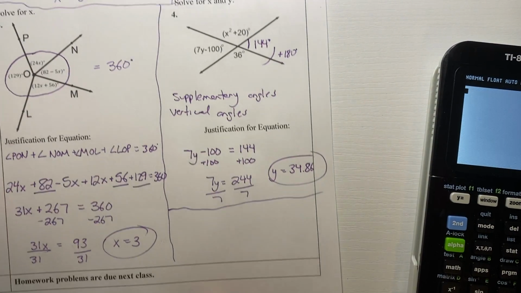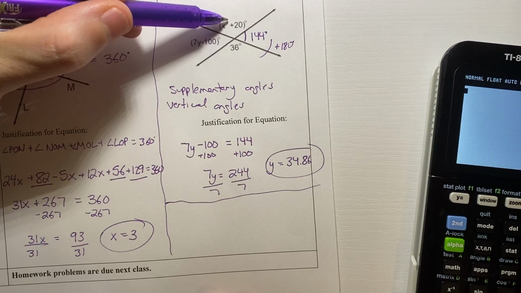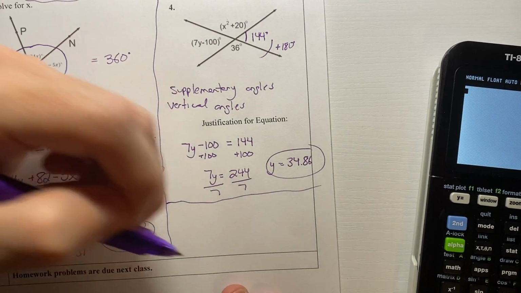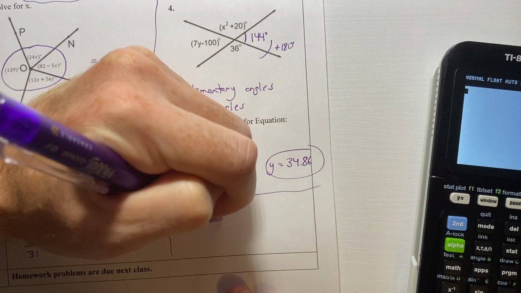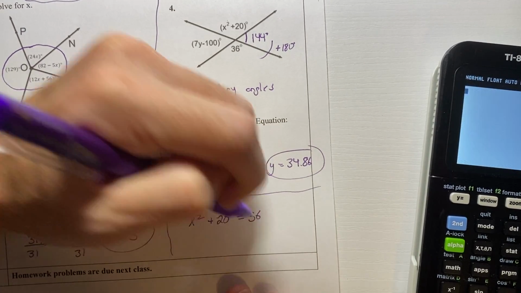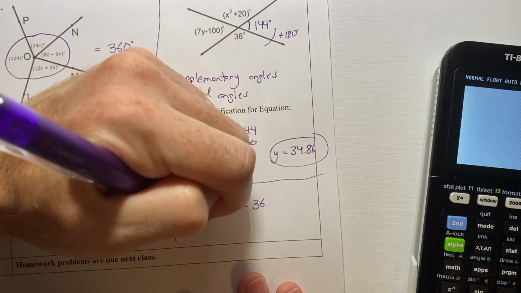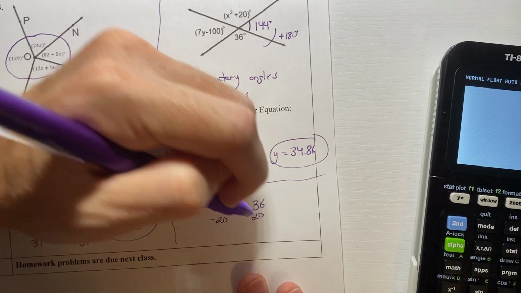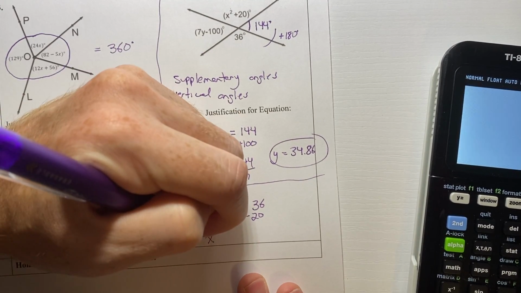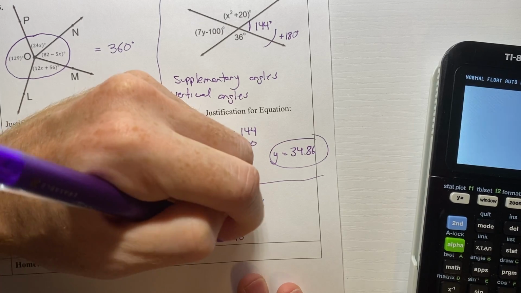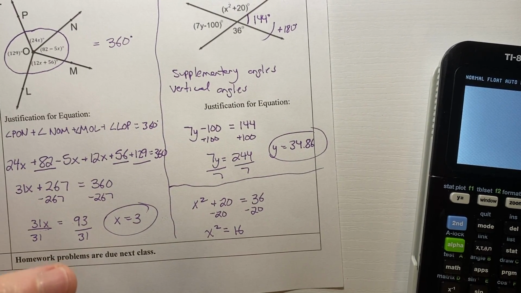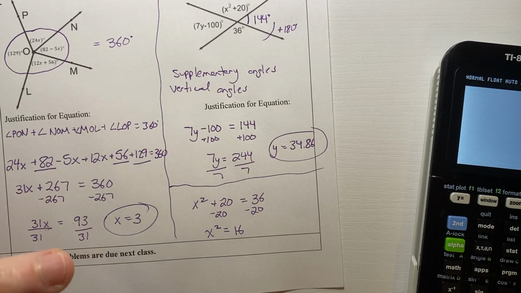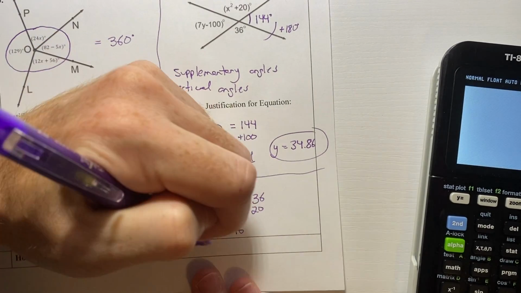All right, and then now I want to solve for x. I know that this top and this bottom angle are also vertical angles, so I can set them equal to each other. x squared plus 20 equals 36, and then now I'm just solving for x. When we actually get to test time, we will have a lot of quadratics, so it's really important that we know how to factor. So we're going to be practicing that in class a little bit.